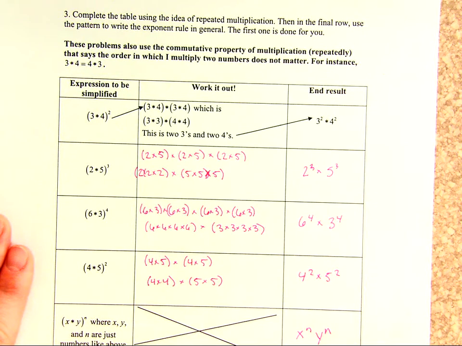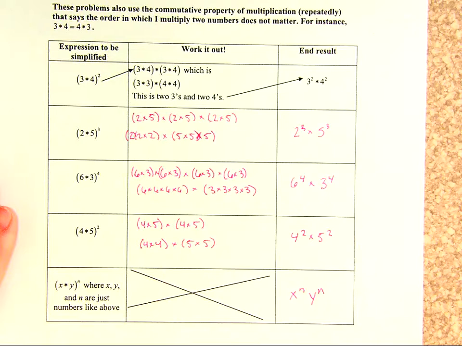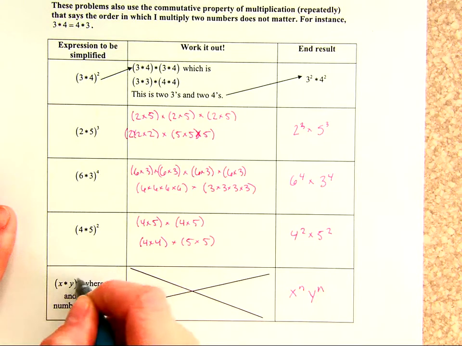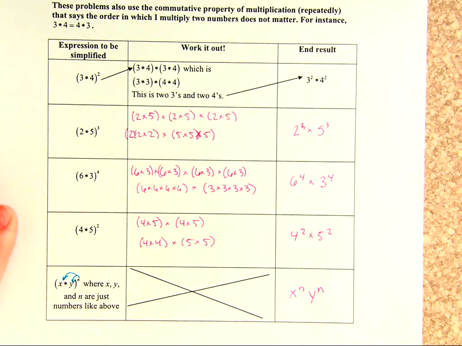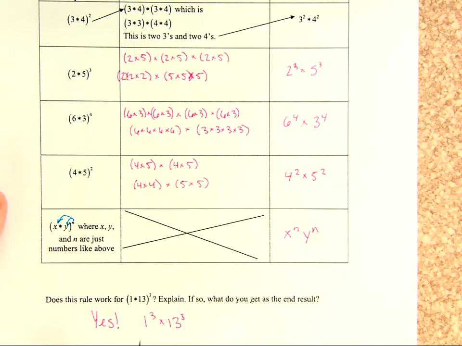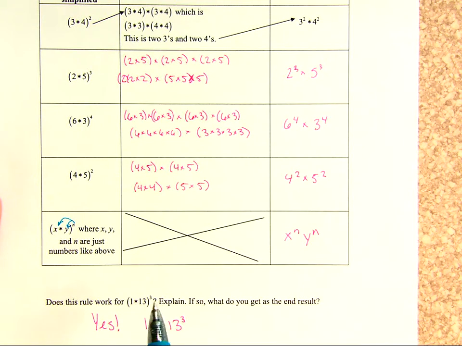So the pattern, hopefully you got it relatively soon, is simply we are basically distributing this exponent here. So that becomes x to the power of n, y to the power of n. Does it work for 1 times 13 to the 3rd power? Yes, it does. Just distribute that 3. Again, we would simplify this further in an actual problem where you were asked to simplify. But that's good enough for this worksheet.